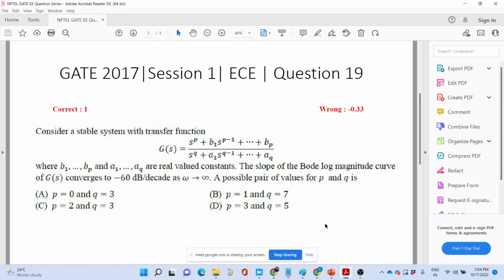Okay, so this is the first sum. Very simple sum. I will give you 3 or 4 minutes time. You can just tell me what you are getting.